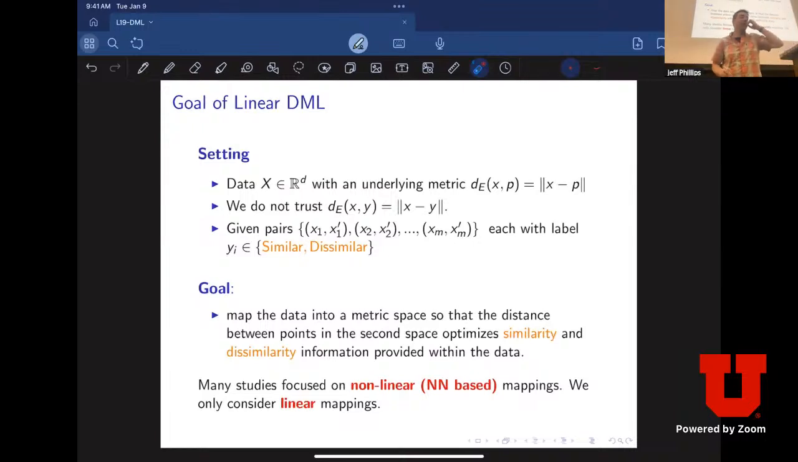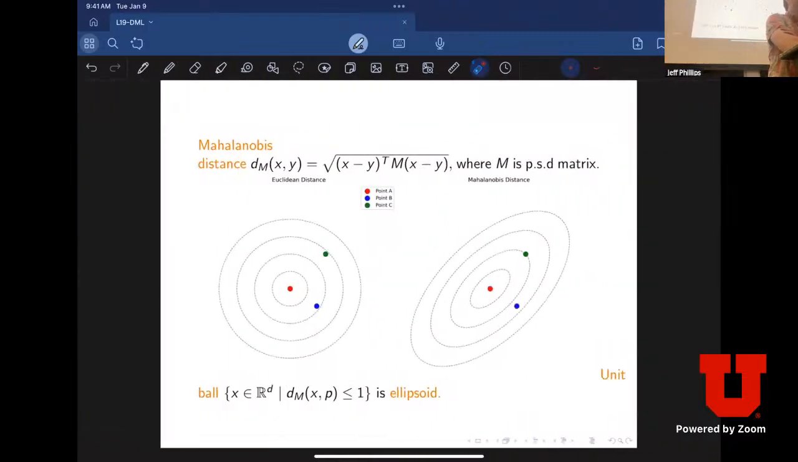Okay, and so the goal is to find, again, a linear mapping, which could be a stretching of the space, so that after I've done that, the Euclidean distance between the similar words should be close, and the Euclidean distance between the dissimilar words is going to be far. Okay, and so when I'm doing a linear mapping, remember I said x tilde is going to be x times A. What it's doing is I'm actually defining a Mahalanobis distance in the original space.